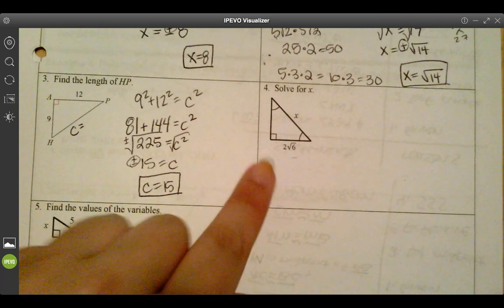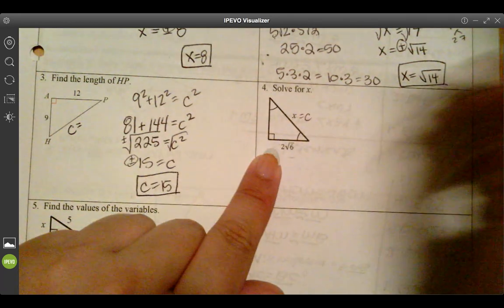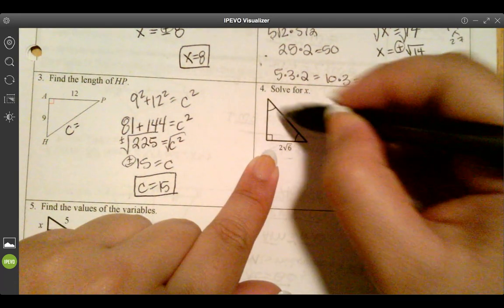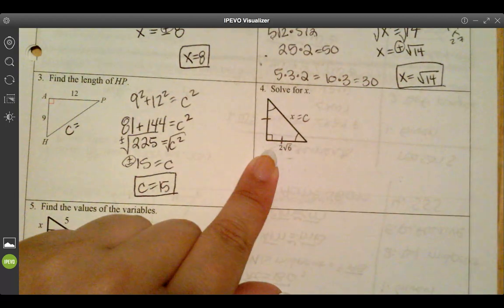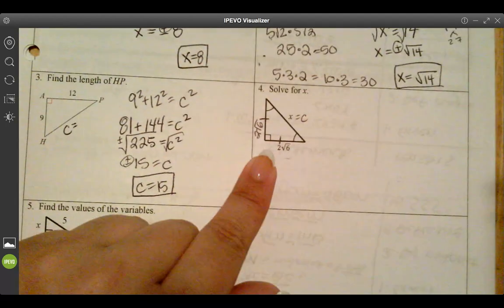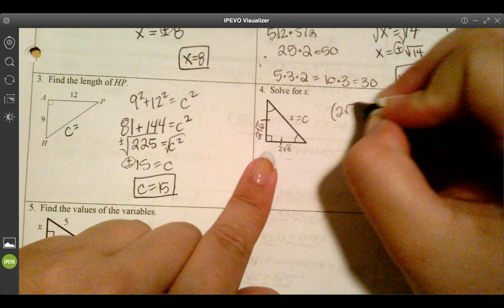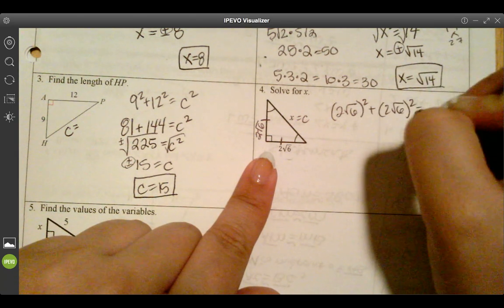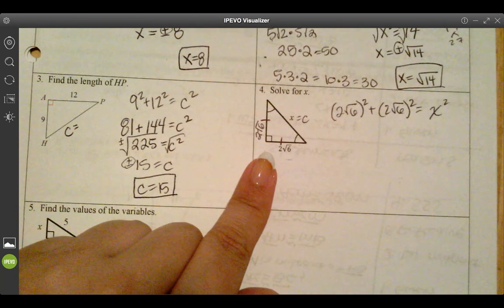On number 4, identify the hypotenuse, that's C. We don't know this side. However, we do have these congruence markings, making this an isosceles triangle, and therefore this side is 2 times the square root of 6. So we have 2 times the square root of 6 squared plus 2 times the square root of 6 squared equals x squared.